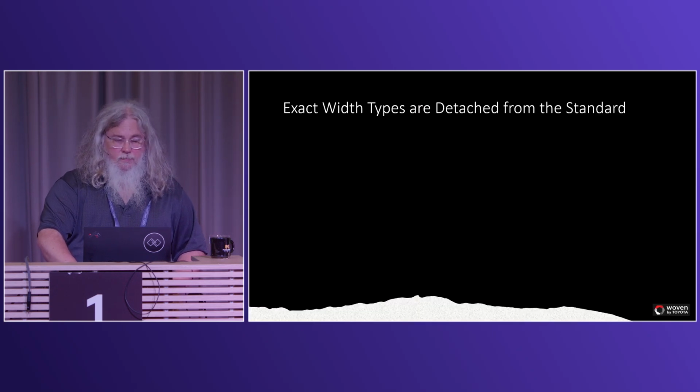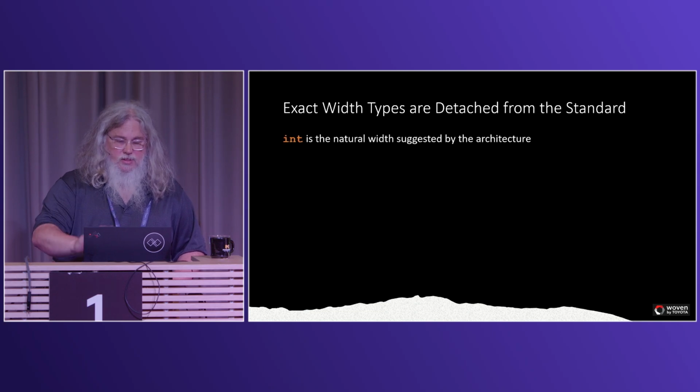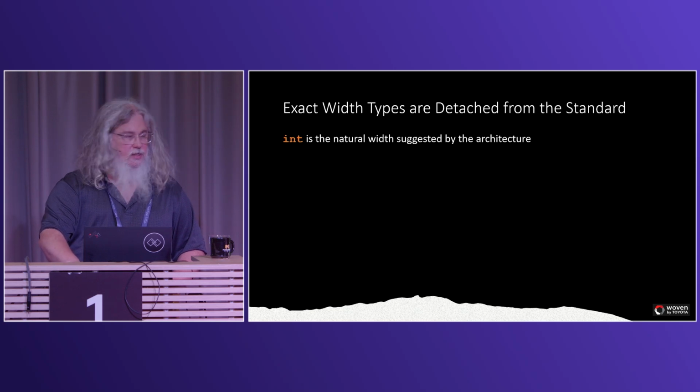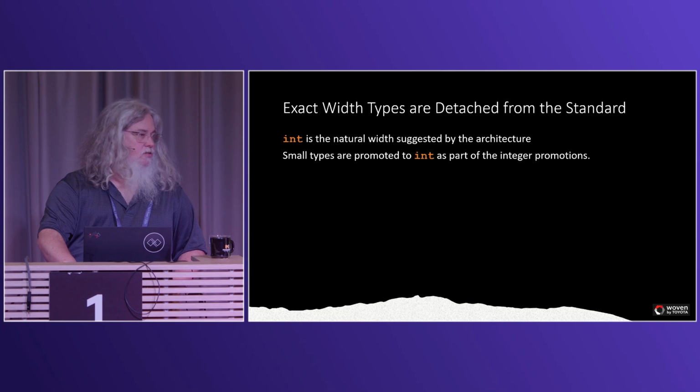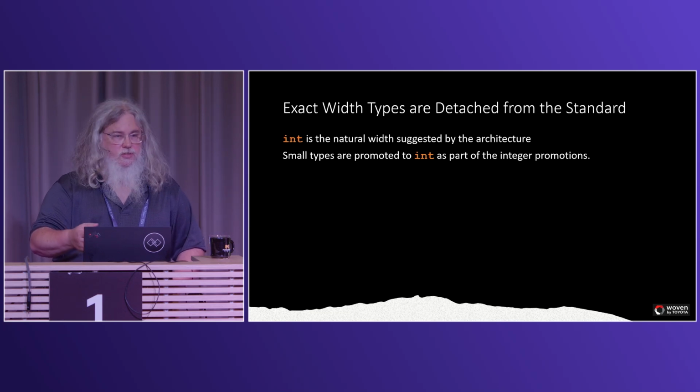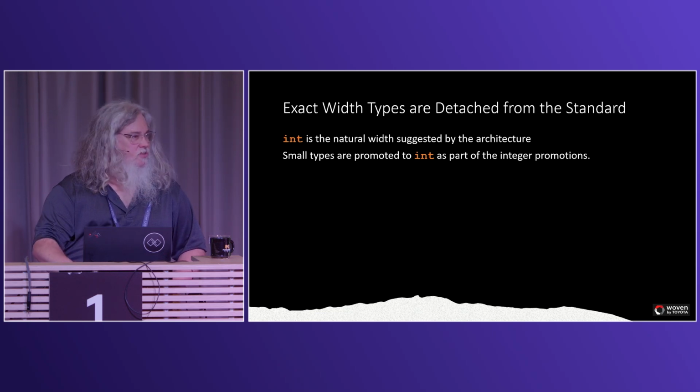Okay, so this one slide is the main problem I have with requiring the use of exact width types and not standard types. int is sort of a linchpin type for C and C++. It's the natural width suggested by the architecture. So, on a 16-bit architecture, it's 16 bits. On a 32-bit architecture, it's 32 bits. On a 64-bit architecture, it's still 32 bits for some reason.